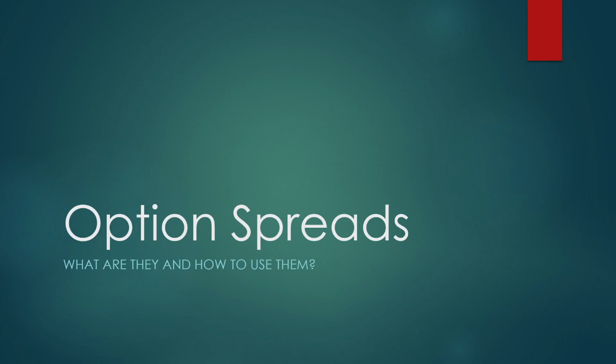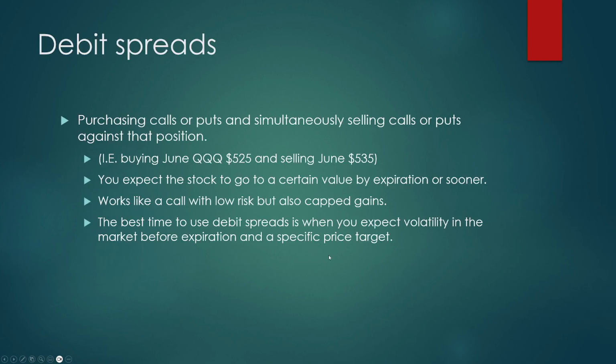Alright, we're going to be going through option spreads, what they are and how to use them. I'm just going to go over two basic ones for now, and I'll be able to answer some questions off of it. This will be debit spreads and credit spreads. In this particular instance, purchasing calls or puts and simultaneously selling calls or puts against that position in one position.